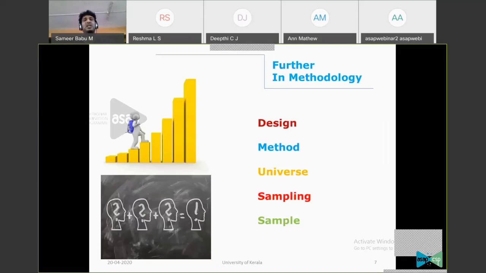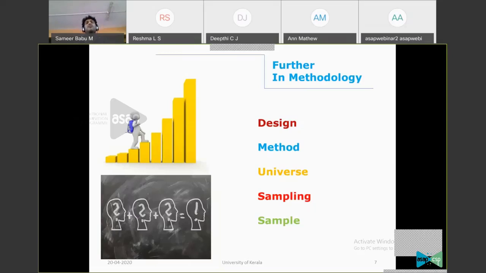Correlation, by name itself, it's clear. If it is experiment, it is experimental research design. Certain qualitative designs you have. Survey design, correlational design, experimental design, and qualitative research designs we have. Then another design, let me give you, that is factorial design. If you have multiple comparisons of variables in quantitative research, we generally use factorial design.